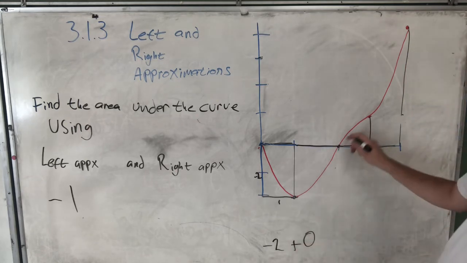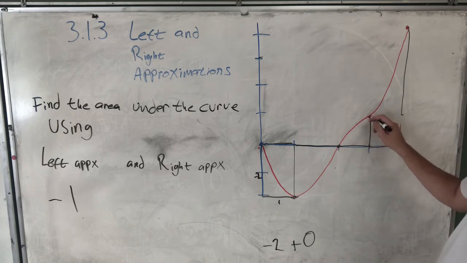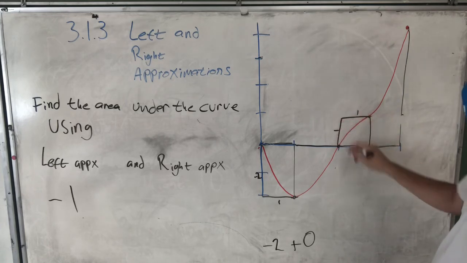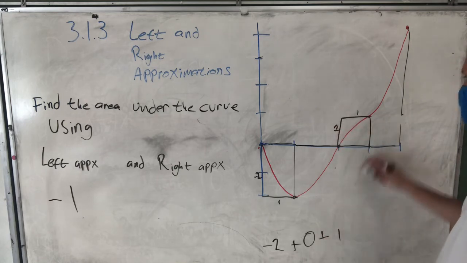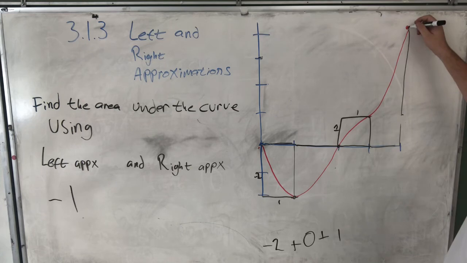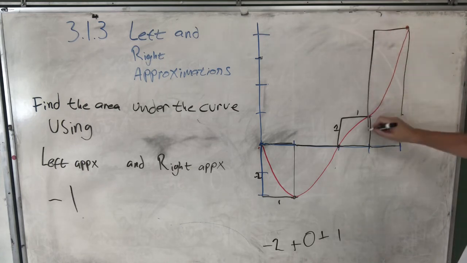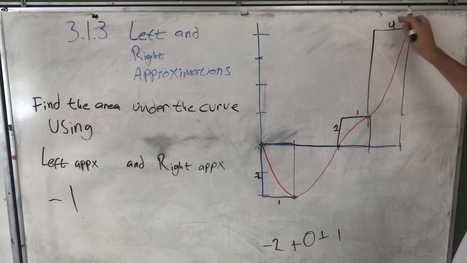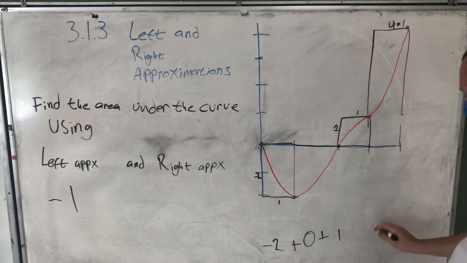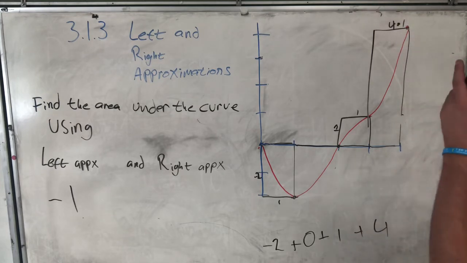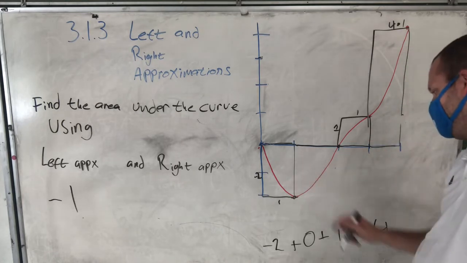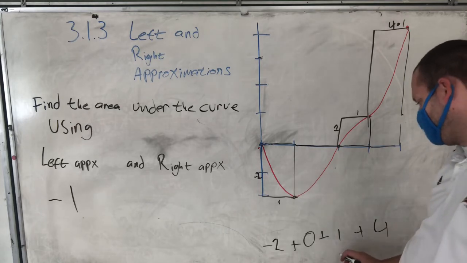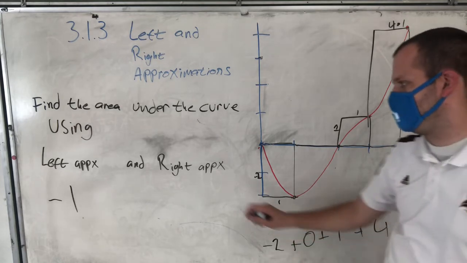The rightmost point on this curve is 1. Got 1 by 1, so 1 times 1 is 1. And the rightmost point on this curve is 4, times 1, which is 4. That gives us a total value of 5 and -2, which would be positive 3.